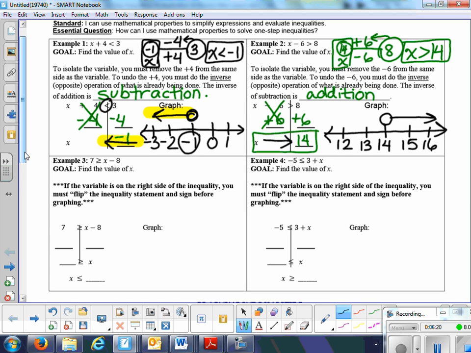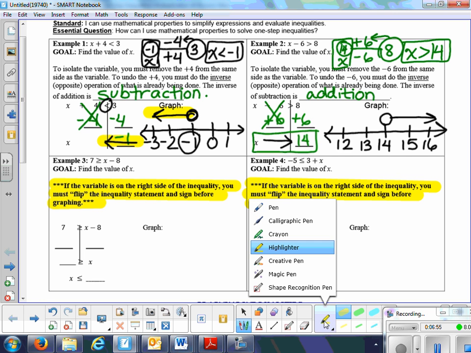Example number 3. 7 is greater than or equal to x minus 8. Our inequality sign here has a bar underneath our greater than, and we read that as greater than or equal to. Also, we want to pay attention. We have some special information on here that is very important. It tells us if the variable is on the right side of the inequality, then we're going to need to flip the inequality statement as well as this inequality sign before we graph our inequality.